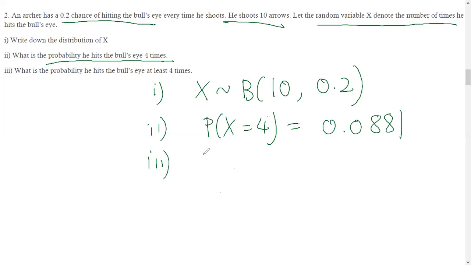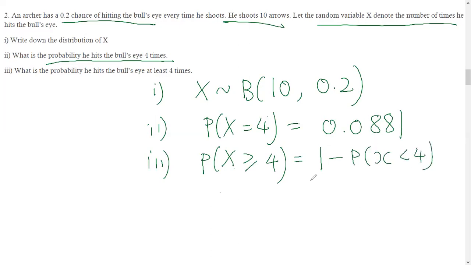Part 3, what is the probability he hits the bullseye at least 4 times? At least 4 times translates to the inequality X ≥ 4. Is this the DRV format? No, this is not the DRV format, so we have to change it. First we use the complementary case, 1 minus P(X < 4), and then we further reduce it to 1 minus P(X ≤ 3). This part here is your DRV format, which you can press on the calculator. If you press it, it will be 0.1209.